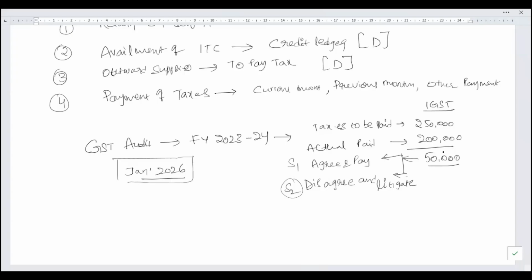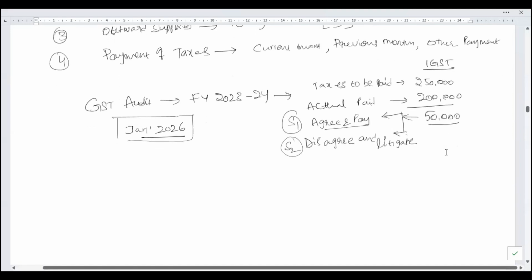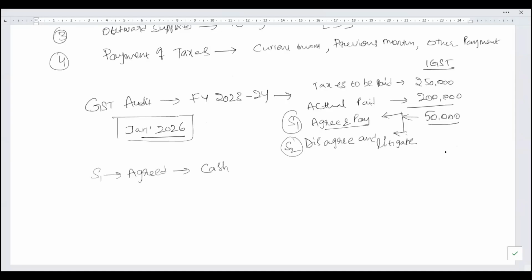Now, scenario 1, when we talk about agreeing to pay, here comes a point of worry to understand. When I have agreed, should I pay through the cash ledger or the credit ledger? How do I make this payment is a point of worry. Cash ledger, whatever money is there with me, I deposit in the bank account. From the bank, it goes to the electronic cash ledger.